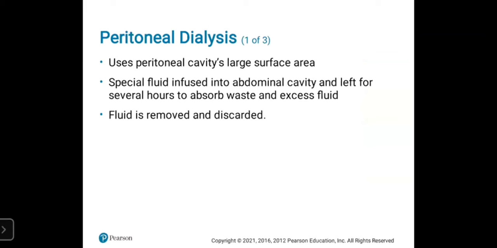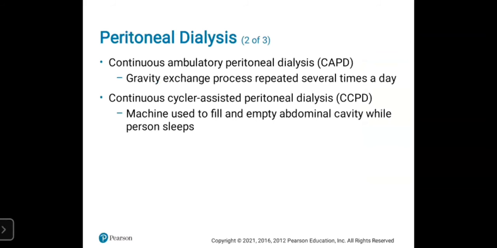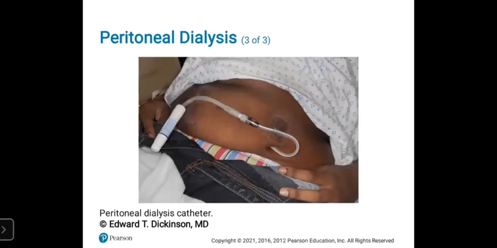Peritoneal dialysis uses the peritoneal cavity's large surface area. Special fluid is infused into the abdominal cavity and left for several hours to absorb waste and excess fluid. The fluid is then removed and discarded. Continuous ambulatory peritoneal dialysis is a gravity exchange process repeated several times a day. Continuous cycler-assisted peritoneal dialysis uses a machine to fill and empty the abdominal cavity while the person sleeps.